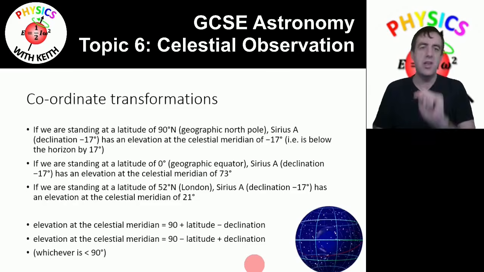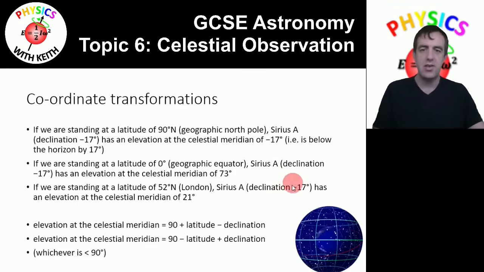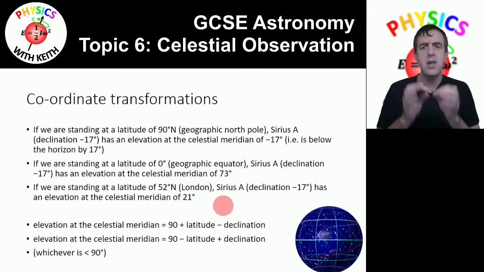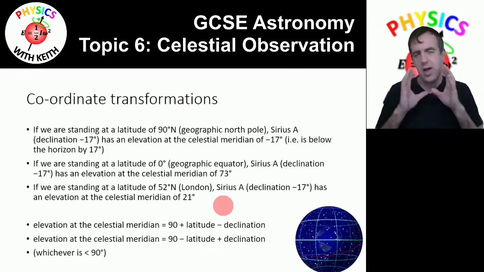So what if we stood in London? Well, if we stood in London, we can see Sirius A. It has a declination of minus 17 degrees, and we are 52 degrees north. So the elevation of Sirius A, as it passes the celestial meridian, when it's at the highest point in the sky, is 21 degrees. So how do you work these out?